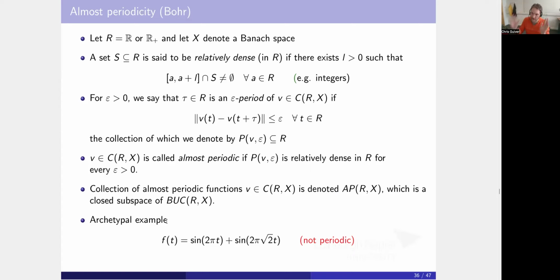To have in the back of your mind, an archetypal example is something like the one shown: sine of 2 pi t plus sine of 2 pi square root of 2 t. This is the sum of two periodic functions, so it's the sum of two almost periodic functions, and almost periodic functions form a vector space. So it is almost periodic, but it's not periodic because root 2 and 1 are not commensurate. So there is no period of this.